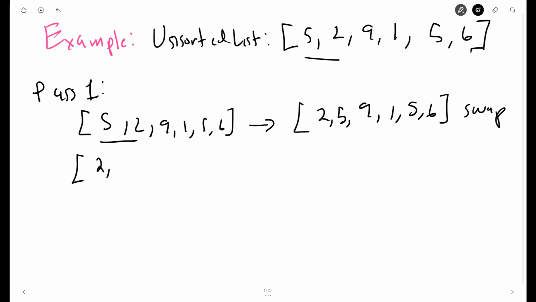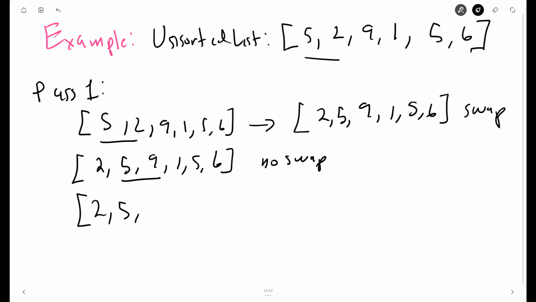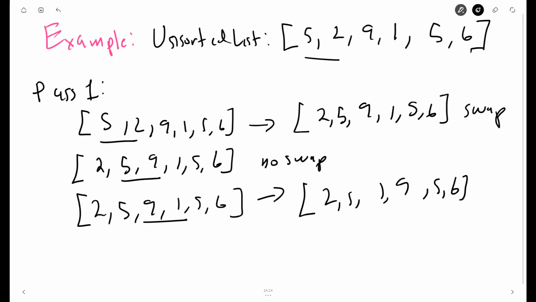So now let's write what we have: 2, 5, 9, 1, 5, and 6. Now 5 and 9. That's in the right place, so no swap. Now let's go to the next adjacent pair, 9 and 1. Now we can swap. So we're going to do 2, 5, 1, 9, 5, and 6. So we do a swap.